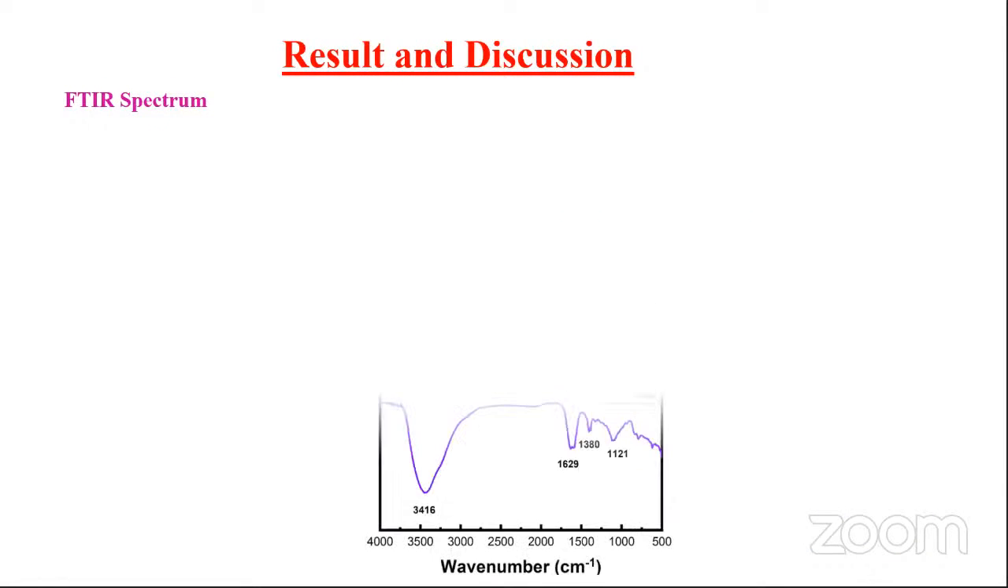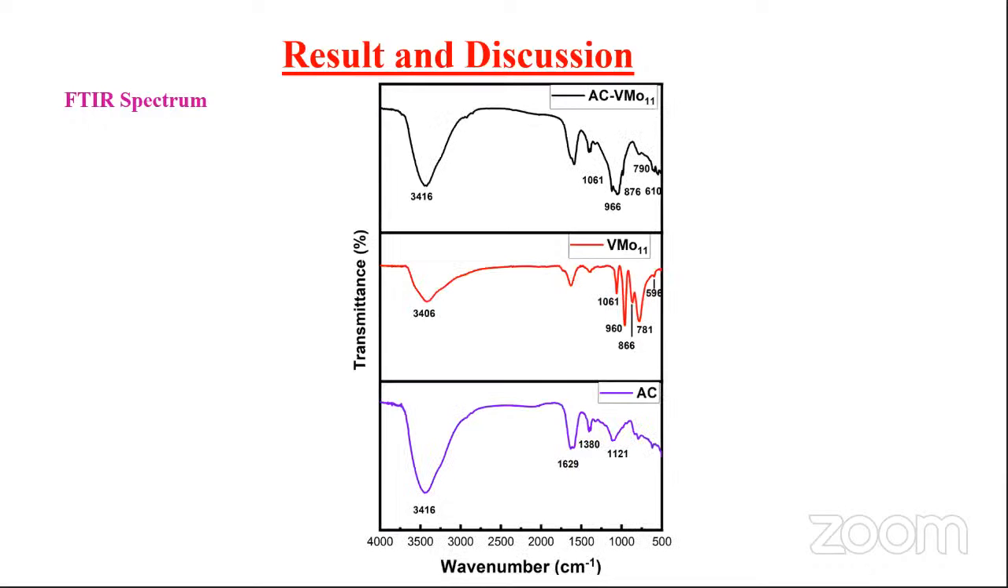Now the results and discussion. We confirm the products that are formed by FTIR. Here you can see the red one is our polyoxometalate FTIR, the lower white one is just the cow dung ash, and the first one is the composite that we prepared. All the peaks are matching, so the polyoxometalate we supported is present in the composite.